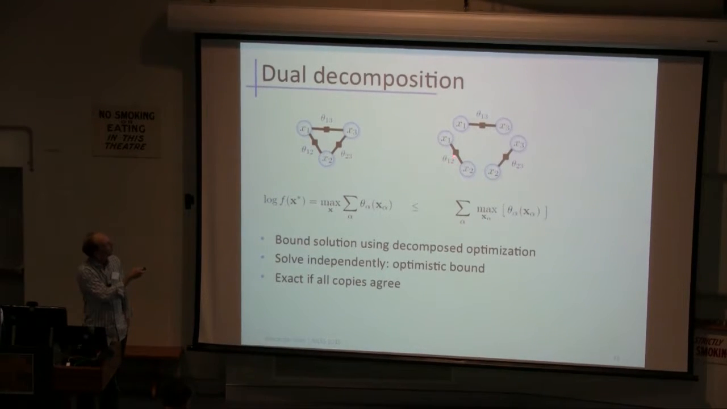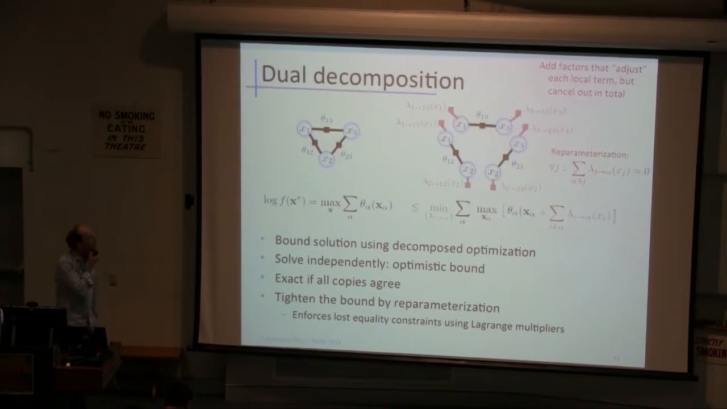And it's exact if all of the configurations actually agree with one another. So if the configuration that the pair 1, 2 takes on agrees with the configuration that the pair 2, 3 and the pair 1, 3 take on, then that means that there is some joint configuration that matches exactly this value. Okay? So we can take this relaxation and try to tighten it by just adding reparameterization properties.